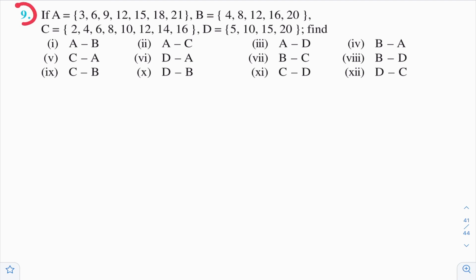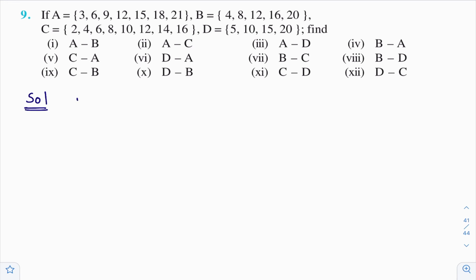Please observe question number 9. Set A, set B, set C, set D. Like that, 4 sets are there. So we need to calculate A minus B, A minus C, A minus D, B minus A, like that. In the theory part, we learned how to calculate the difference of sets.